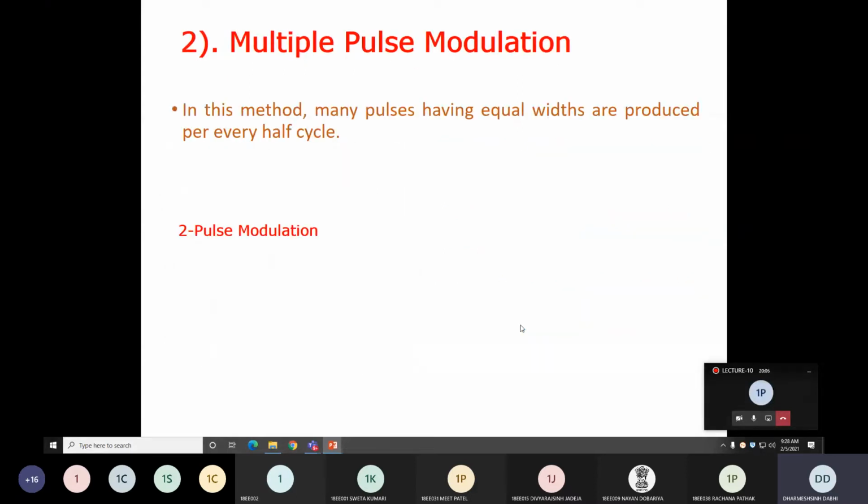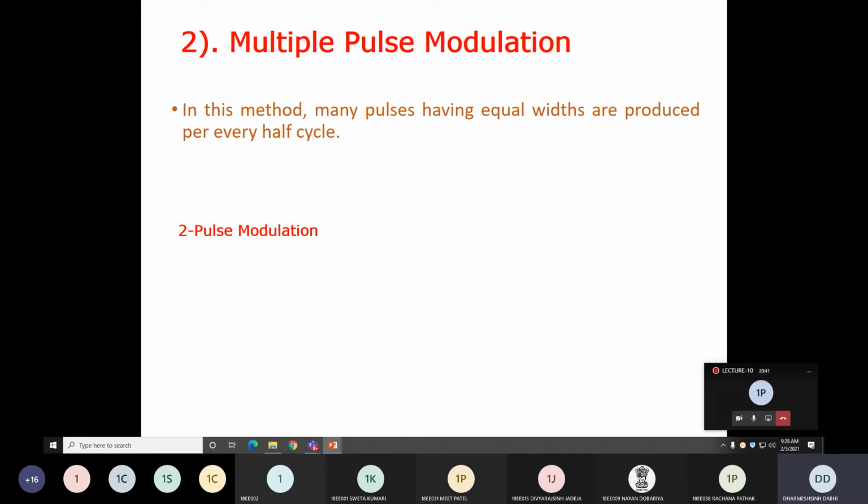Next one is the multiple pulse width modulation technique. In the last method we used only a single pulse per half cycle. In this method there are many pulses per half cycle, and the number of pulses depends upon the frequency of your triangular wave. The logic is the same: you compare the triangular wave with the reference signal, but here the carrier signal frequency is very high, depending upon the required number of pulses. If you require more pulses per half cycle, the carrier wave frequency must be high.